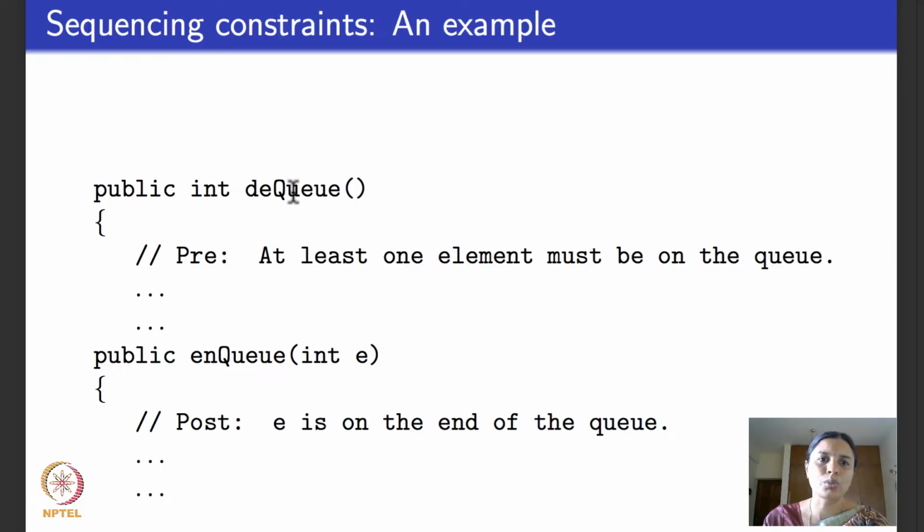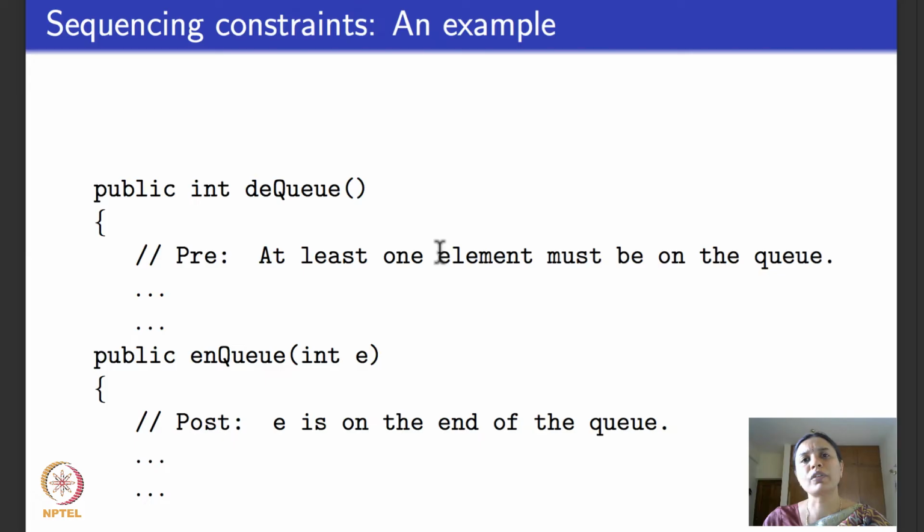So there are these two methods. One is dequeue, which removes the element from the queue and assigns it to an integer variable. The other is enqueue, which inserts an integer into a queue, right? I haven't really given the code for these methods, but there are two comments written here. For dequeue, there is a comment named pre, which says at least one element must be on the queue, right? So you can read this as a precondition which says that there must be at least one element in the queue.